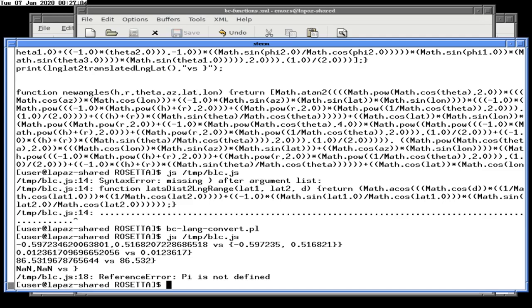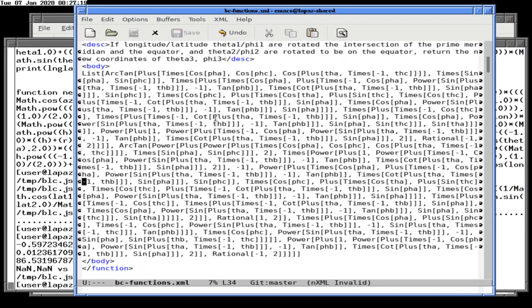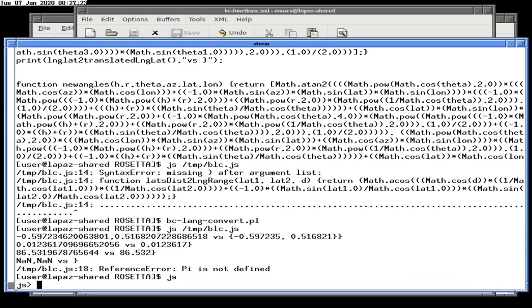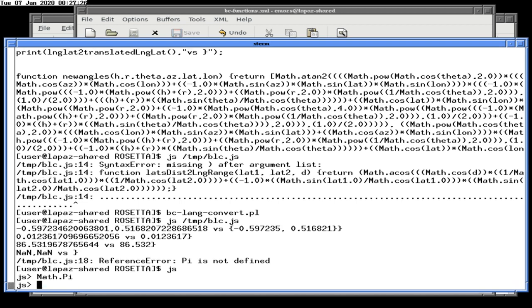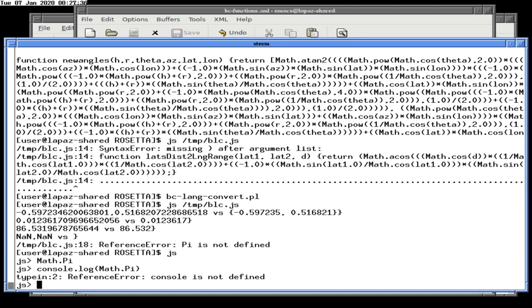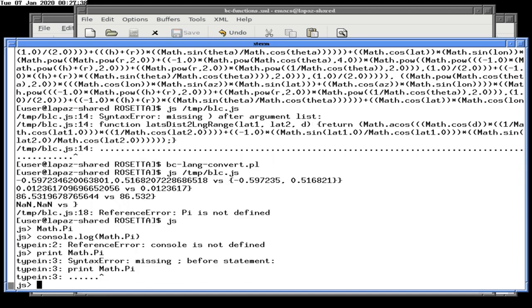Reference error: pi is not defined. That is not an issue. I mean, it is an issue, but let's see, is it MathPy in JavaScript? Yeah, that didn't really help, did it? Nope. That's probably not going to work either.